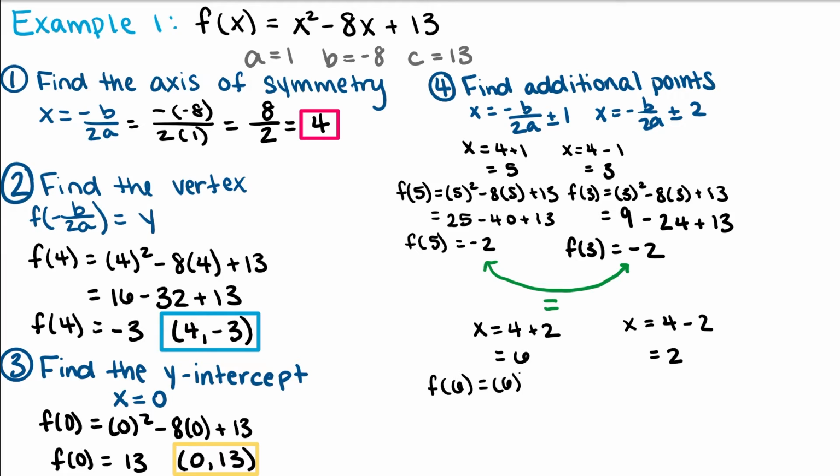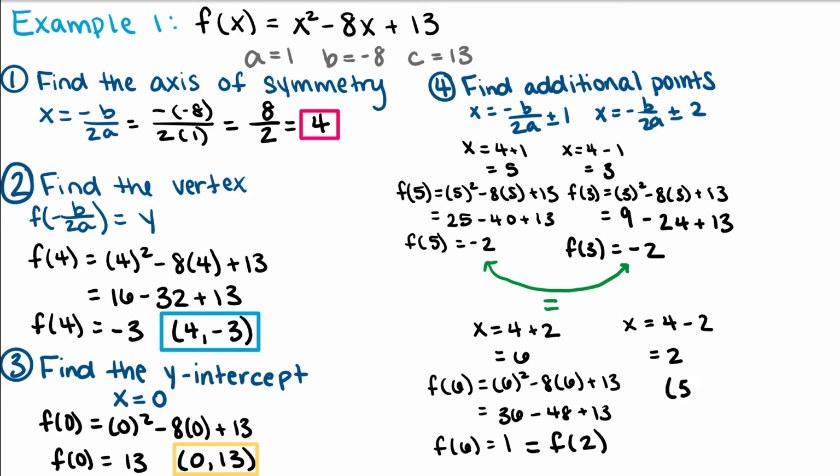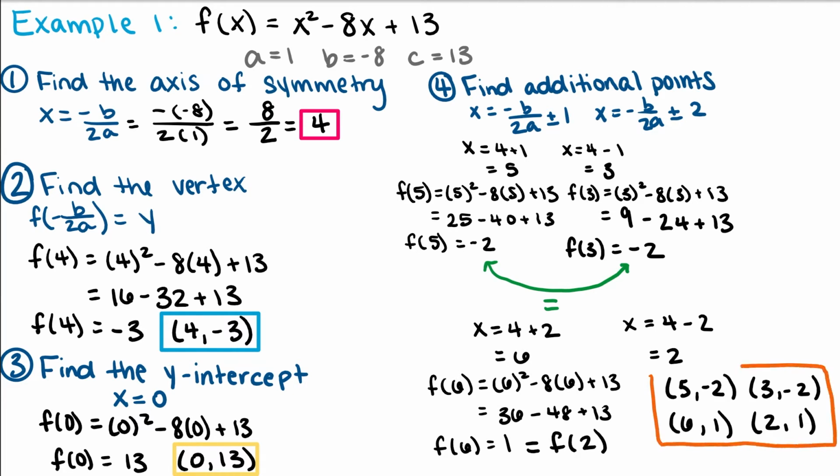F of 6 is equal to 6 squared minus 8 times 6 plus 13, which is 36 minus 48 plus 13, and this is simply 1. So that means f of 6 equals 1 and f of 2 equals 1. So the additional points that we will plot are (5, -2), (3, -2), (6, 1), and (2, 1).